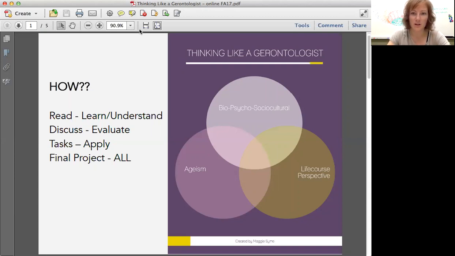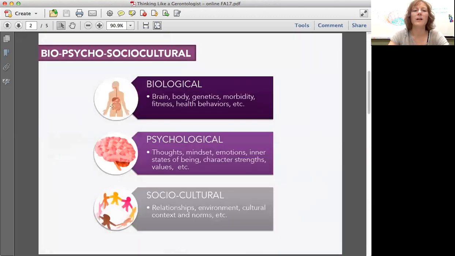Remember, I promised that I would tell you about each of these pieces in more specific detail, because if you can do the three things that are represented in these circles, you will be able to think like a gerontologist and therefore act like a gerontologist as well. And that coincides with all of the different tasks and assignments I'm asking you to do, which will feed into you being able to use these three circles well. So first of all, the biopsychosociocultural model.